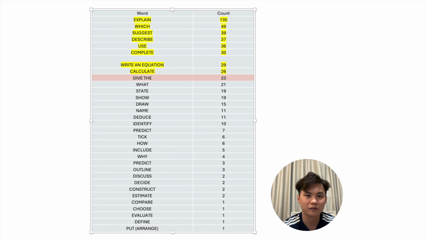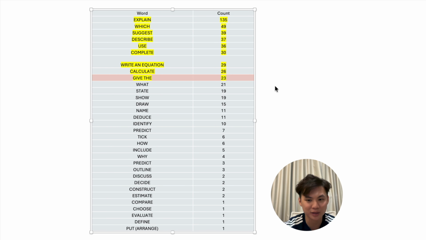Give. Give is, I would say, like the chameleon word, right? So what is the next word? Usually it's give the something. Give the name, right, of this one. So you just have to state. It's like a state, which is like the next few words over there. So if they're talking about give the reason, so it's something like explain. Then you need to tell a little bit more of a story.